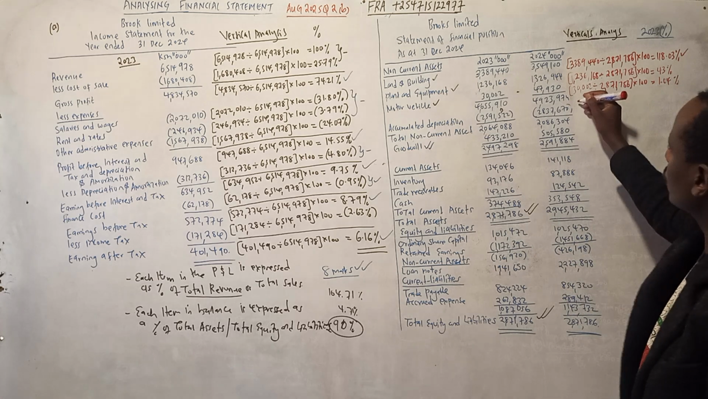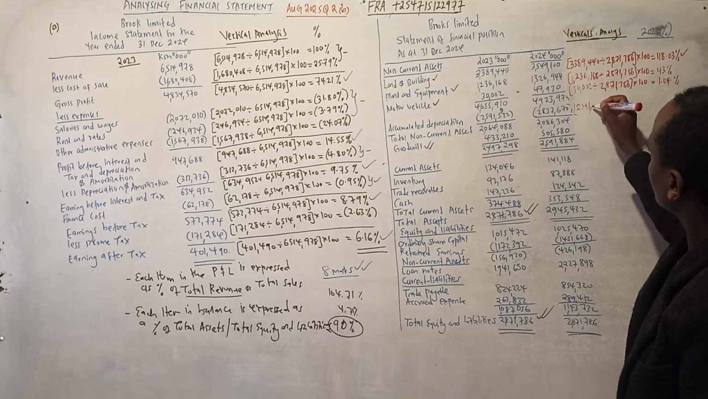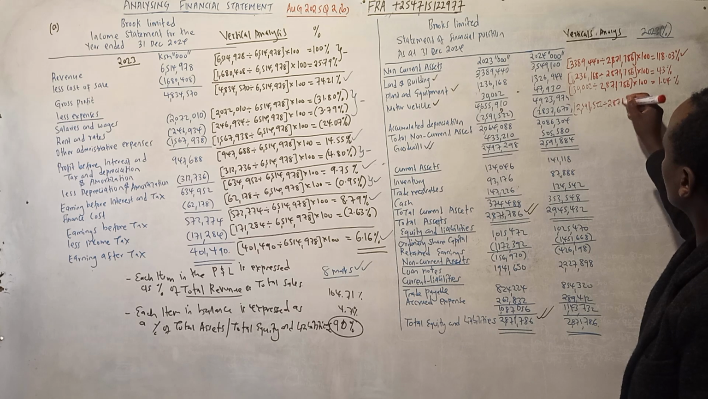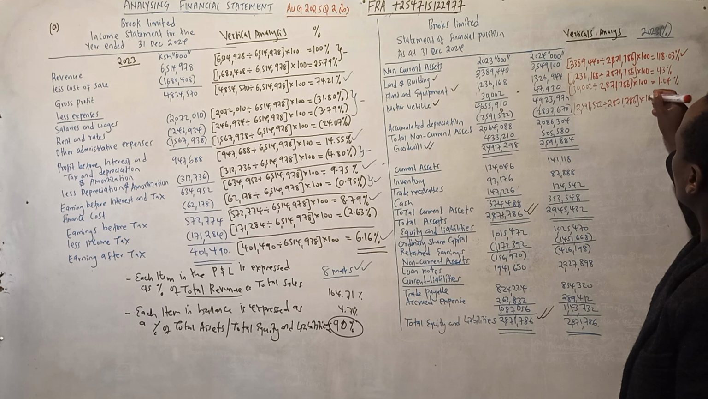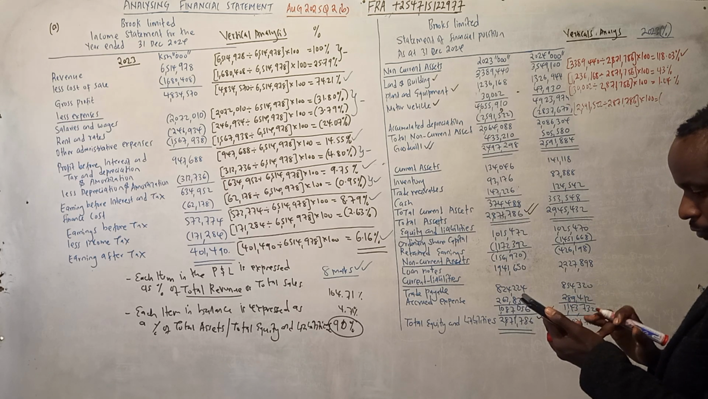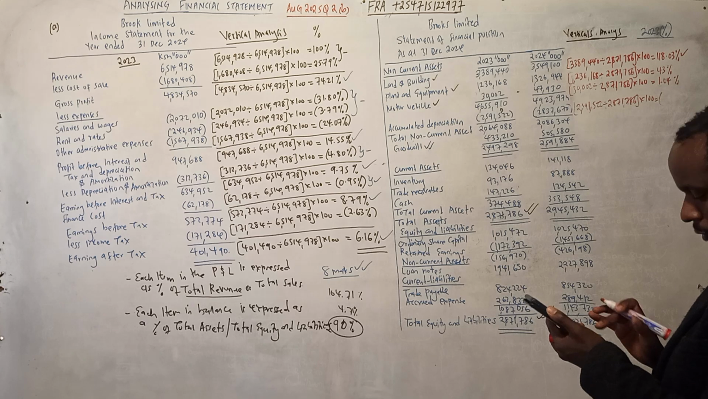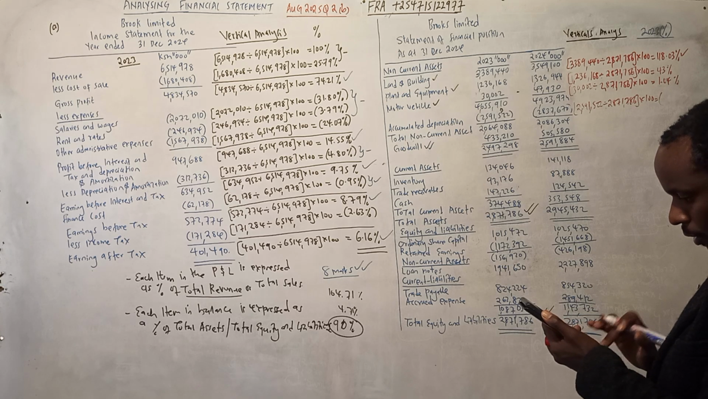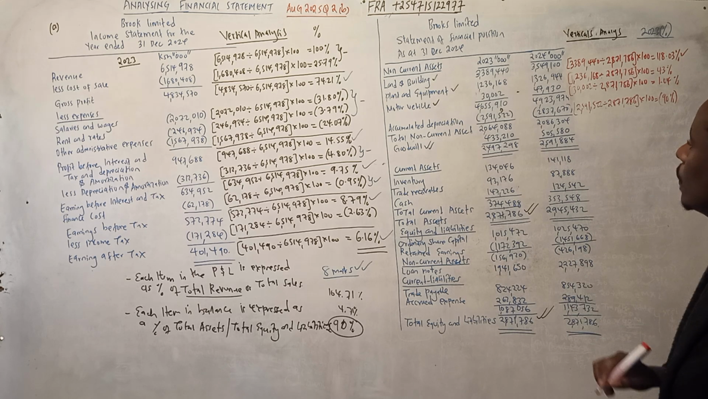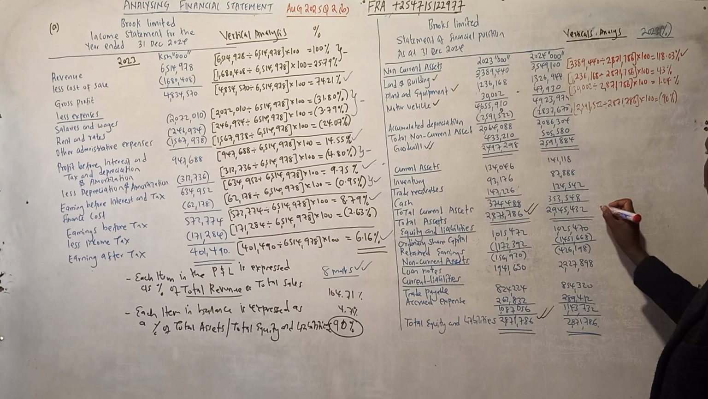For example, the depreciation here, 2,591,522 divided by total assets 2,871,786 times 100. Remember, you need to deduct the 2,591,522. That gives 90%. Now, once you reach this part, the percentage will be equal to 100%.